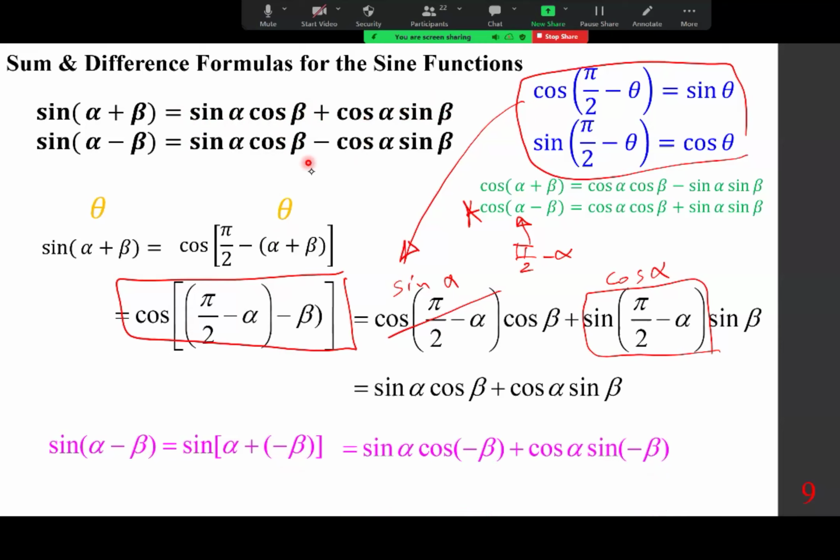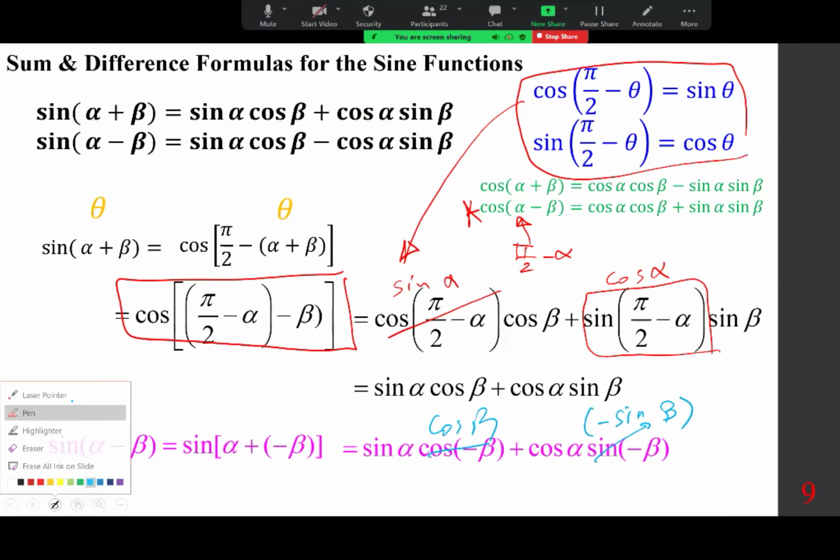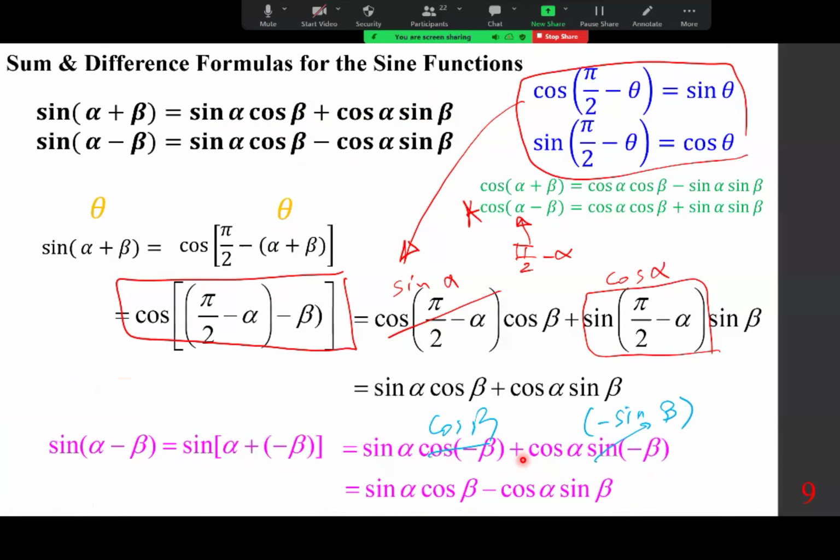okay? And so what happens, cosine is an even function. It's the same as cosine beta, but sine is not. So this one is the same as cosine beta, and this one is the same as negative sine beta. Therefore, this doesn't change sine alpha cosine beta, but this one becomes negative. And we write sine alpha cosine beta minus cosine alpha sine beta. So we prove the second one as well.